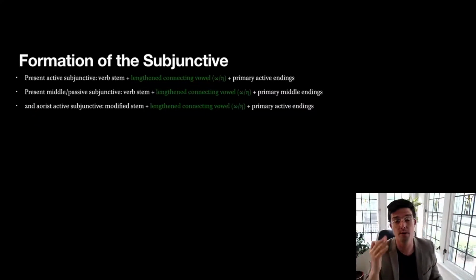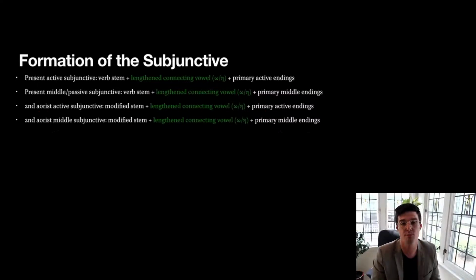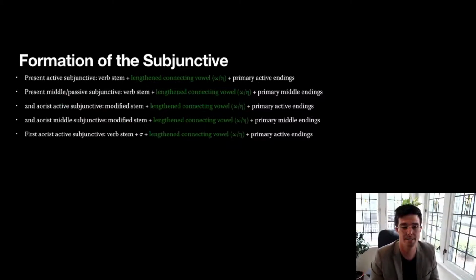So as a reminder, we do something similar in English where the verb go in the present changes to went in the past. So that changed stem, the modified stem, is going to be what indicates we have a second aorist, and then we have the lengthened connecting vowel with those primary active endings, just like in the present active subjunctive. For the second aorist middle subjunctive, again, all the same thing on this side. Over here, our last two items, as with the present middle and passive subjunctive, the only difference is that modified stem.